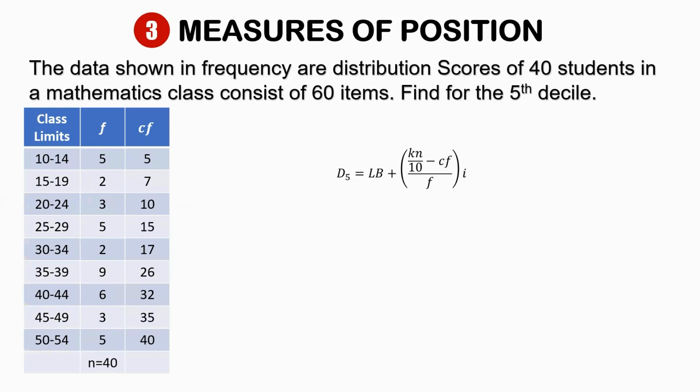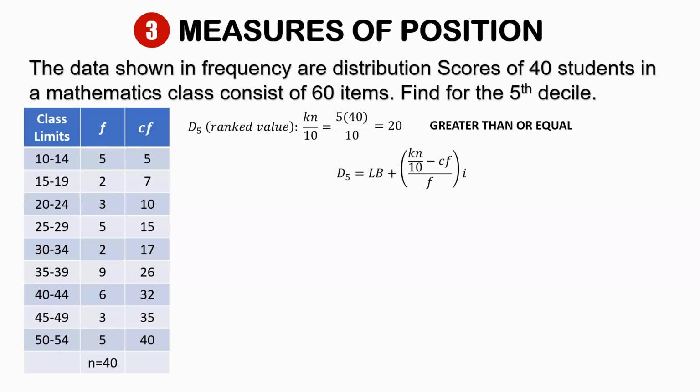First thing, if you remember, we need to find the rank value. That is kn divided by 10. So what will be the value of k here? That is 5, because that is the position that we are looking for, the fifth decile. So k is equal to 5. Our n is 40, so divided by 10, that is equal to 20. For us to find the rank class of this given data table, we are going to look for a value greater than or equal to 20.